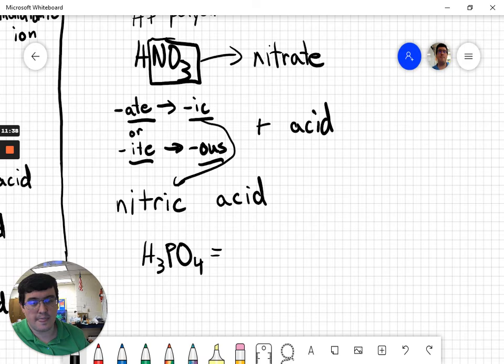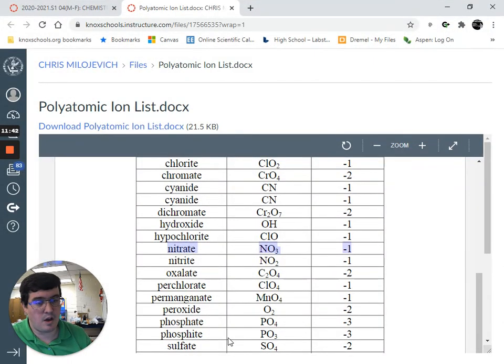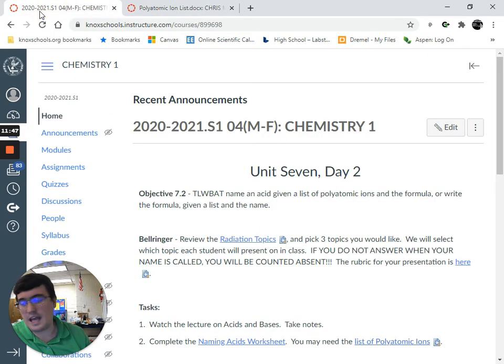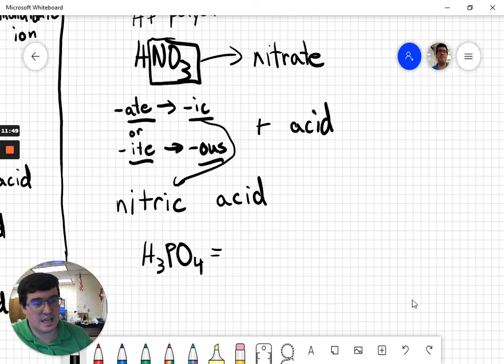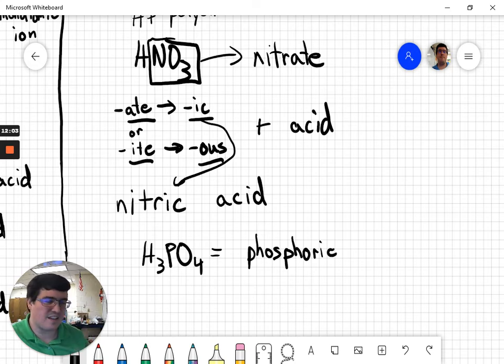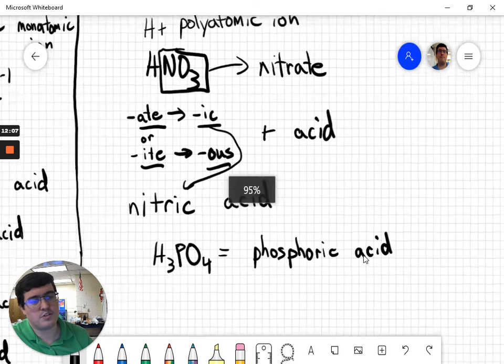You try it with H3PO4. Pause. I look up on my polyatomic ion list, and I see PO4 is phosphate. Ates become ics, and so I call this phosphic. Except this is a weird one. We don't call it phosphic. We call it phosphoric. I don't know why, but they decided that phosphic sounded stupid. So on that one, they went back to the original syllables.